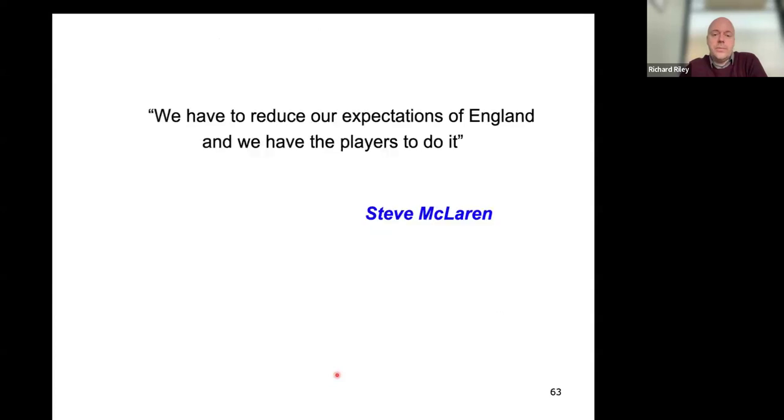Just to note, as Steve McClaren said, we have to reduce our expectations of England, and we have the players to do it. When he was manager of England, he certainly did reduce our expectations of England. So, I'm bigging up IPD meta-analysis, but we have to reduce our expectations sometimes.